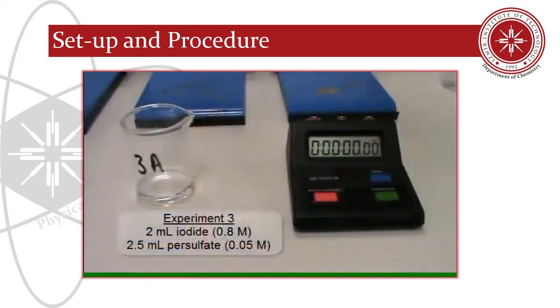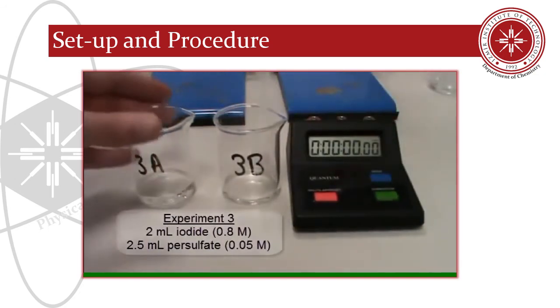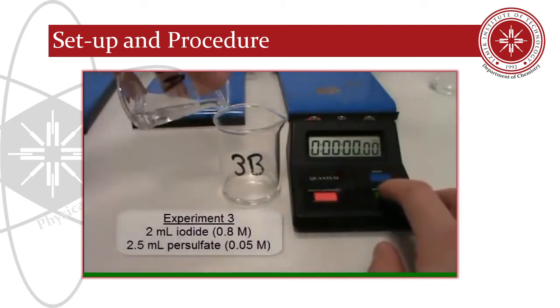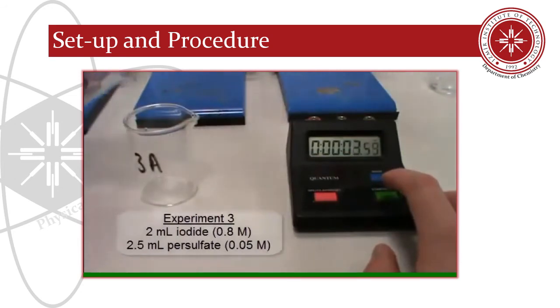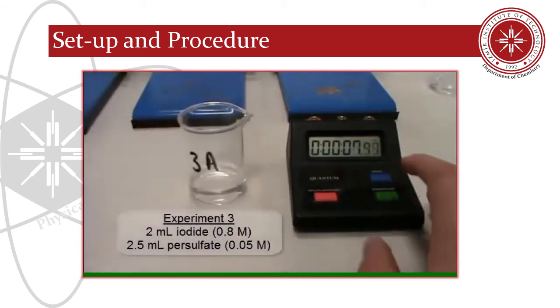In experiment 3 it's the same as experiment 2, except now I'm halving the concentration of persulfate. And I want to see what effect does halving the concentration of persulfate but keeping the iodide constant as in experiment 2 have on the rate? So we mix our solutions. We always pour back and forward between the two beakers once, just so we get good mixing.